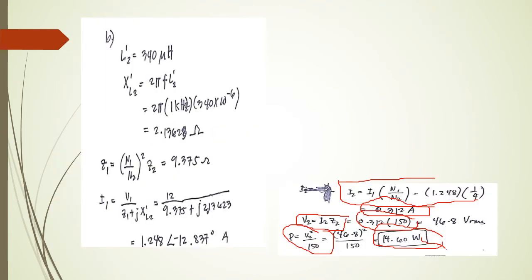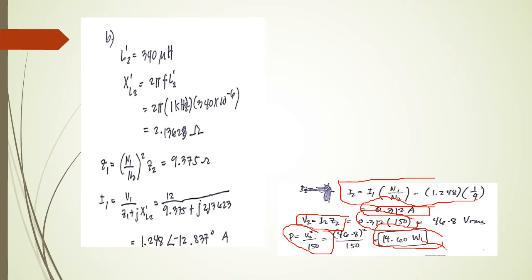So, B. In B, we have a leakage inductance that is referred to the primary. We have L prime 2, which is equal to 340 microhenry.